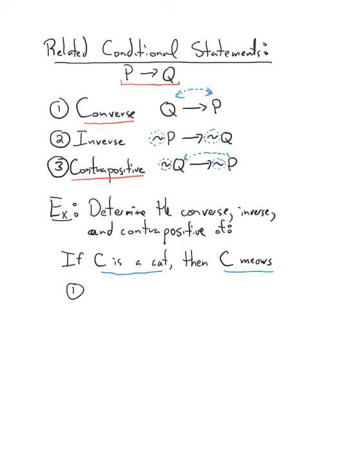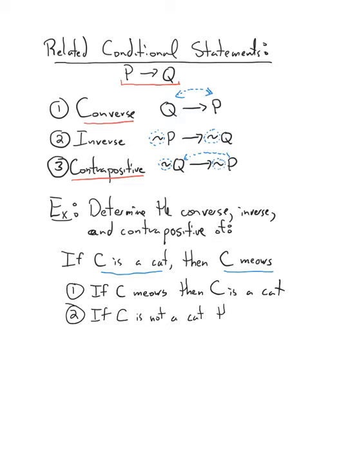All right, so the converse just flips the if and then part. So the then part is now the if part. So if C meows, then C is a cat. That's the converse. The second one is the inverse. So we just reverse the truth value. So if C is not a cat, then C does not meow.